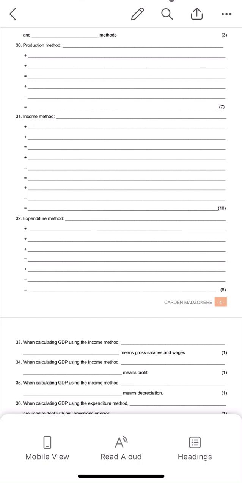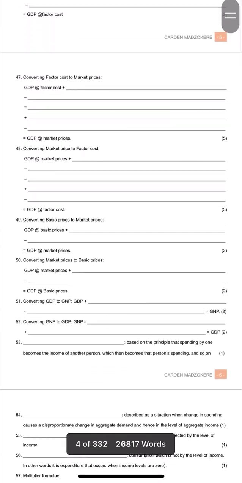And for the income method, you know it's compensation of employees plus net operating surplus plus consumption of fixed capital equals GDP at factor cost plus other taxes on production minus other subsidies on production equals GDP at basic prices plus taxes on products minus subsidies on products equals GDP at market prices. So you knowing something like this is helpful.